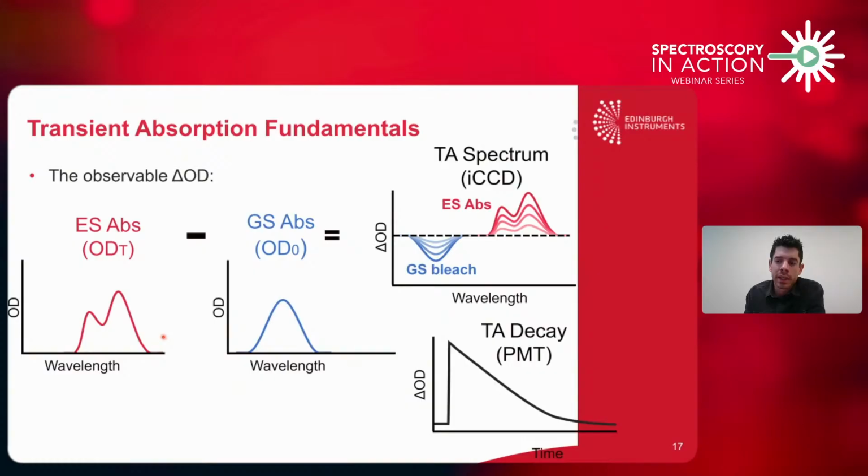This means that we typically end up with some negative components, as we discussed before, in the region where the ground state absorbs. And over here, we can also see that we've got multiple TA spectra, which is what we typically get by using the iCCD, and we will see later on that essentially this is a delay map. So we can acquire TA spectra at different time delays.